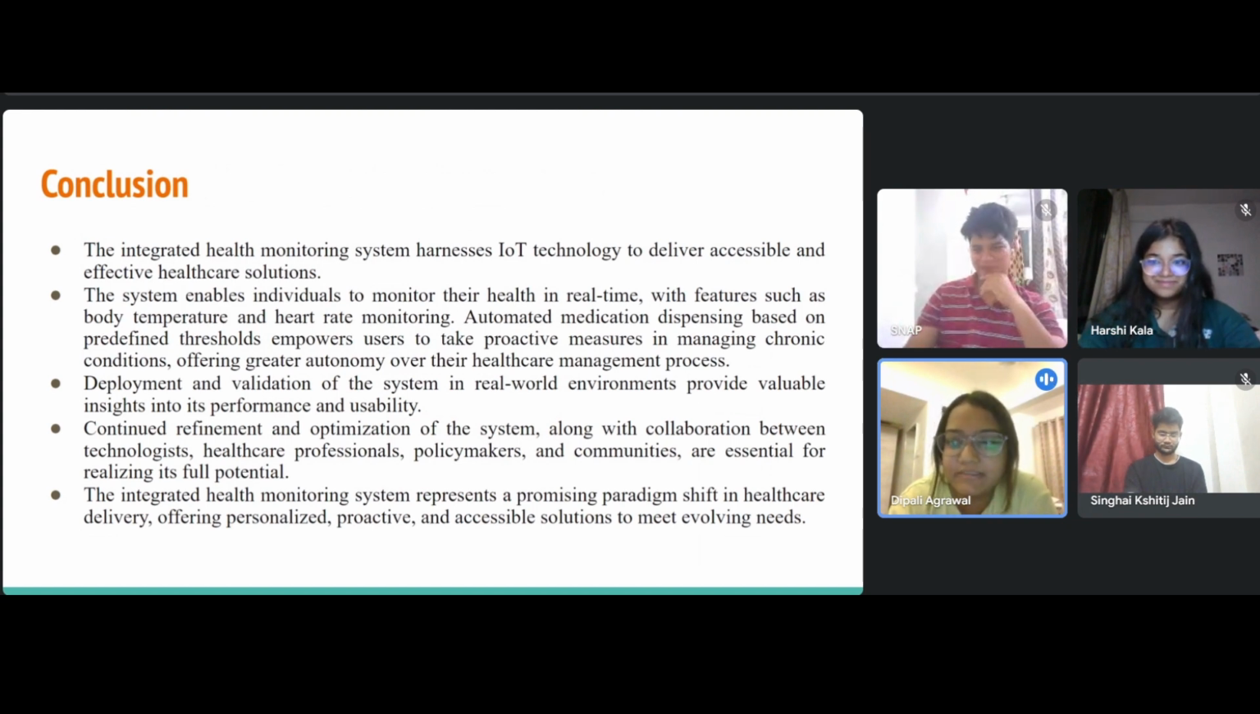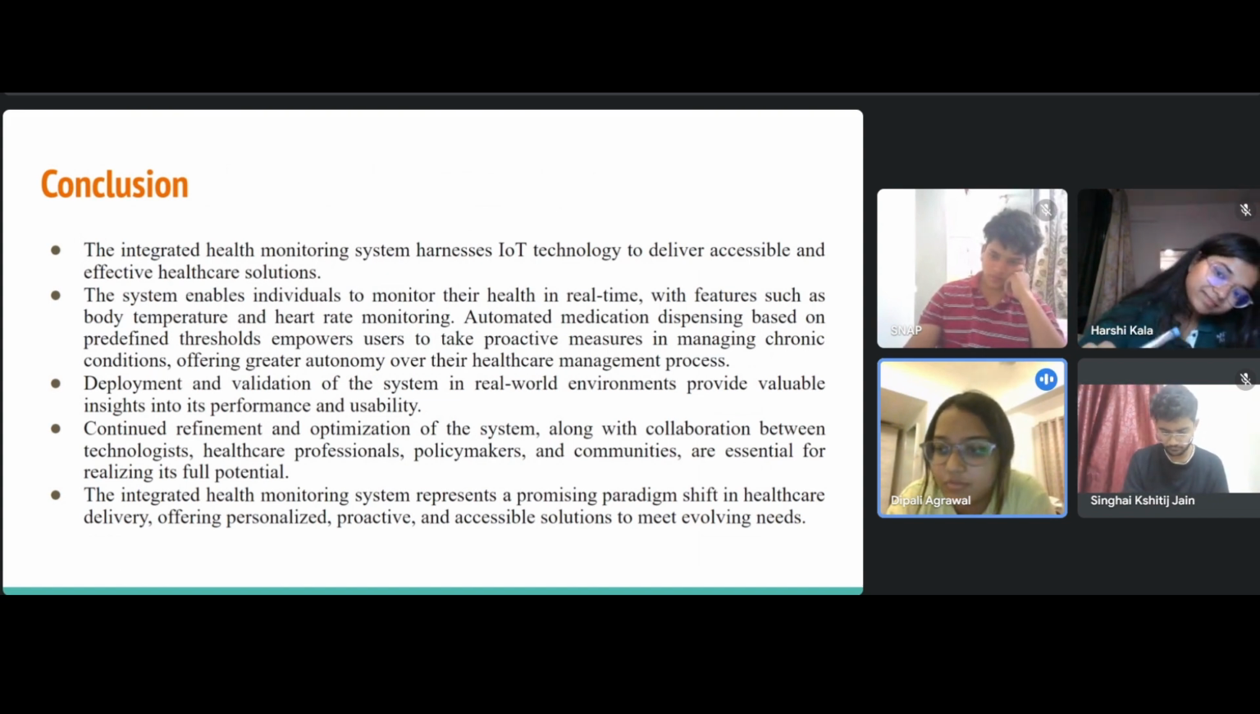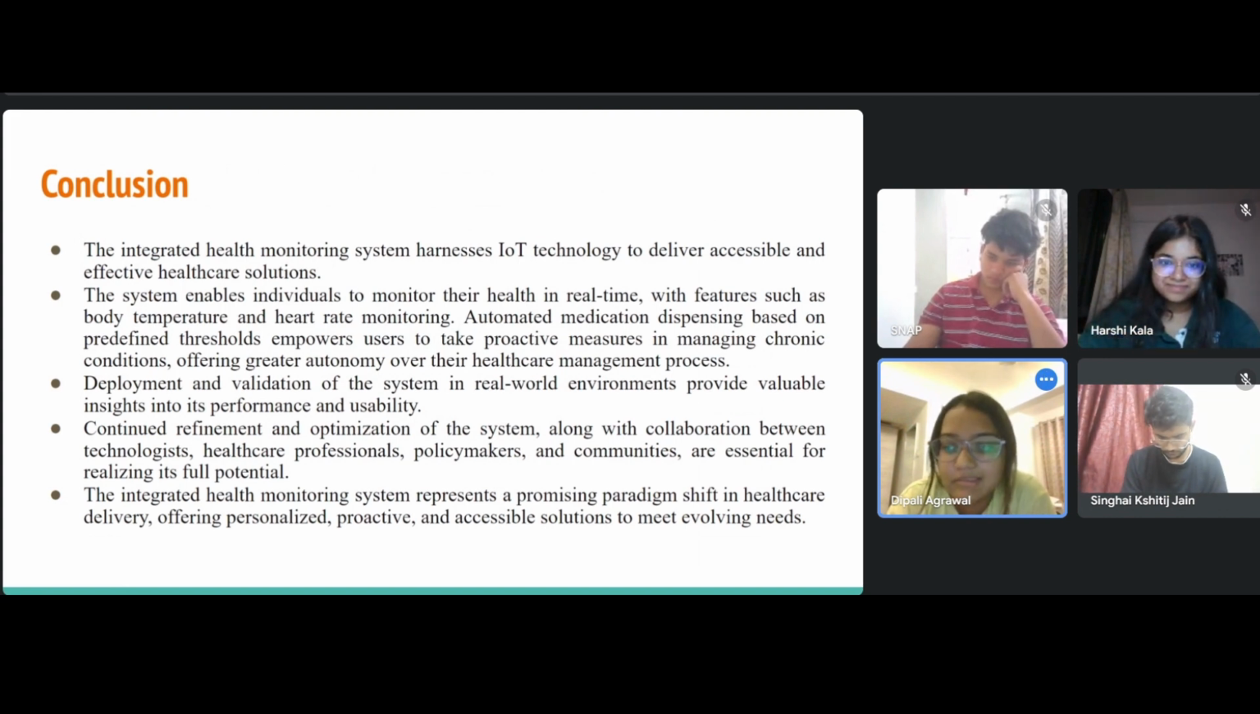The conclusion in simple terms is that the new system uses technology to help people manage their health better. It lets them keep track of their body temperature and heart rate in real time. The system also gives medicine automatically when needed, which helps people manage long term health problems better. Testing the system in real life shows it works very well. To make it even better, experts need to keep improving it and working together. This new system is a big step forward in making healthcare more personalized, proactive, and easy to access.